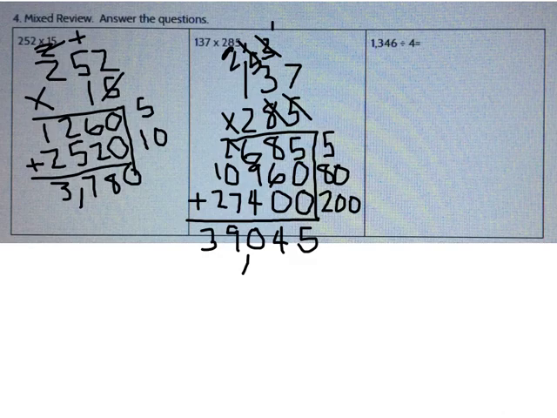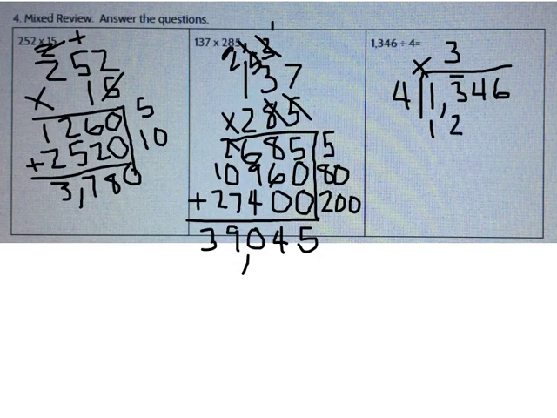1,346 divided by 4. When I do this problem, 1,346 goes inside my division sign. I'm going to start my division in the hundreds place. 4 goes into 13 3 times. 3 times 4 is 12. Subtract, and I have 1 left over. Bring down my 4 so that I can divide in the tens place.